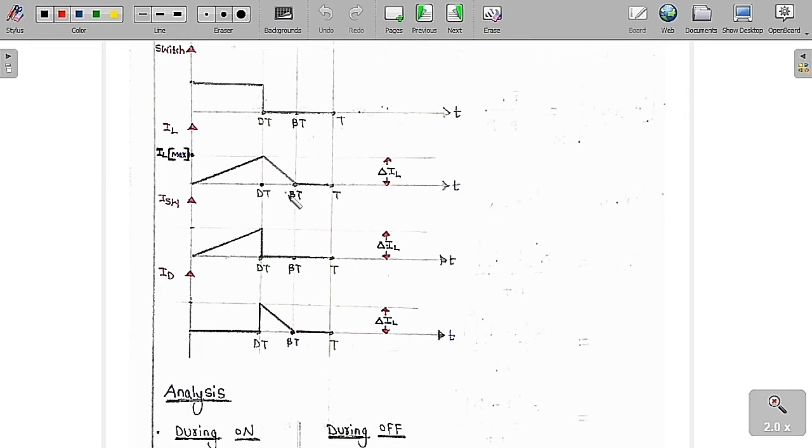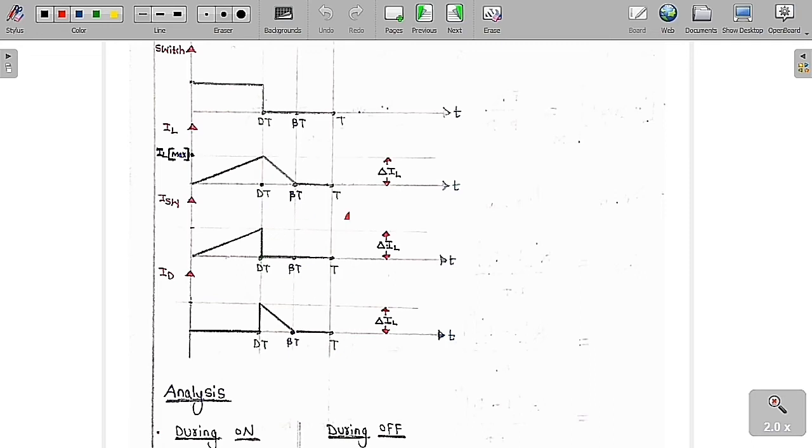Whereas from DT to T, in this period the switch is off. Whenever the switch is off, the inductor is going to discharge its energy to the load, or simply we can say that the diode is conducting. Therefore the inductor current is going to decay very fast. Because of that, for some amount of time the current is 0, and that is why it is called a discontinuous conduction mode. Whenever the switch is open, the switch current is equal to 0, whereas the diode current is equal to the inductor current. It is going to follow the inductor current nature, and within dt only it is going to become 0. The ripple is called delta IL.